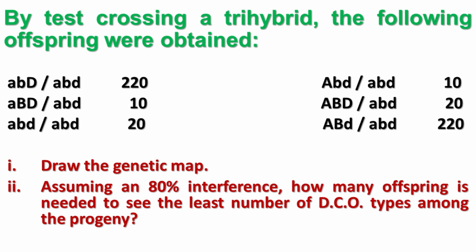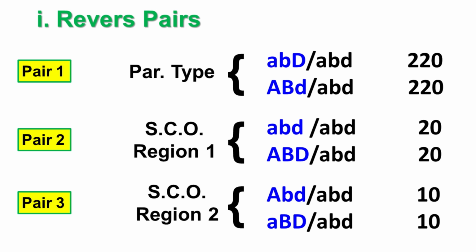The offspring are listed in a scattered manner. To simplify solving the problem, it is better to arrange them as explained in the Linkage 201 video. There we called it reverse pairs. Here, the offspring are organized into three groups of reverse pairs. The first pair corresponds to the parental type due to the highest numbers. Pairs 2 and 3 correspond to single crossover types.